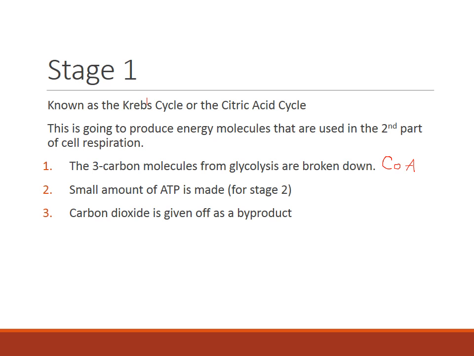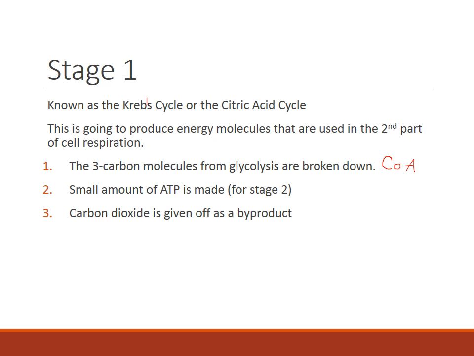This molecule will eventually get added to another molecule that's a 4-carbon molecule, and then we'll start adding those together and tearing it apart. Every time we tear it apart, we get a little bit of energy that we can save for later. A small amount of ATP is going to be made here. This ATP will be used for the second stage, that's the electron transport chain. And carbon dioxide is going to be given off as a byproduct here.